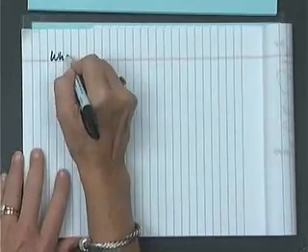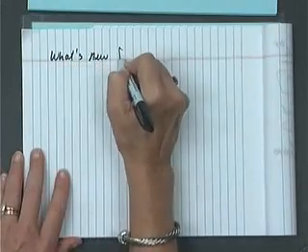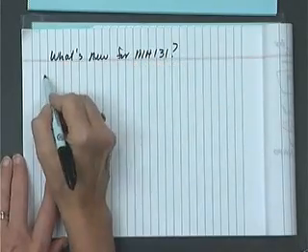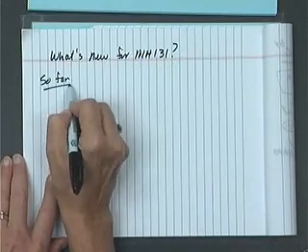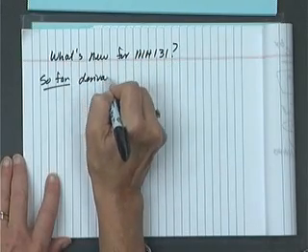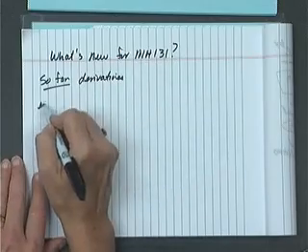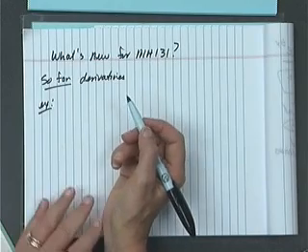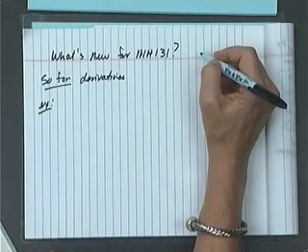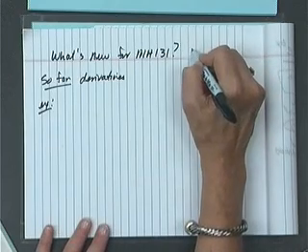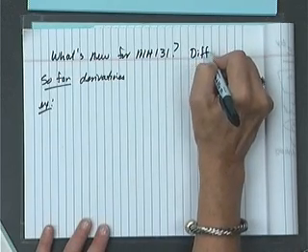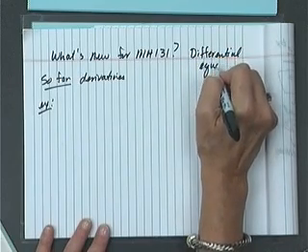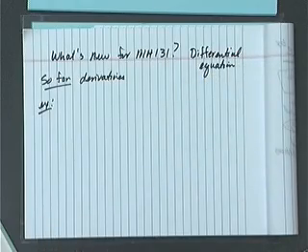So what's new for Math 131? All right. So far, we've looked at derivatives. And here's a couple examples. And what I'm doing is leading you to what's called a differential equation. One of the simplest types of differential equations. So differential, D-I-F-F-E-R-E-N-T-I-A-L, differential equation is what's going to be new in these applications.